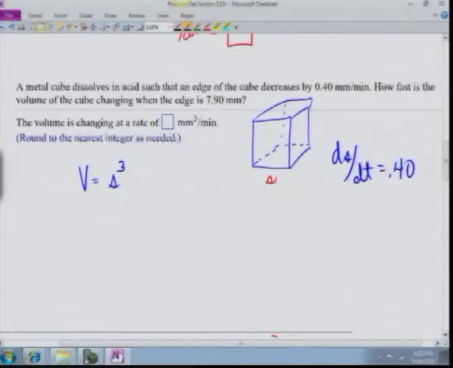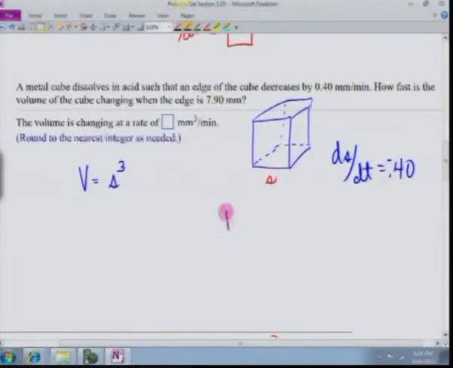And whenever something is decreasing, like a snowball melting, or something being eaten up by acid, does it make sense to make that negative? Because that side is getting smaller. If it were a balloon being inflated, the volume would be increasing. That'd be a positive change. This is a negative. Okay, so we want to write that down.